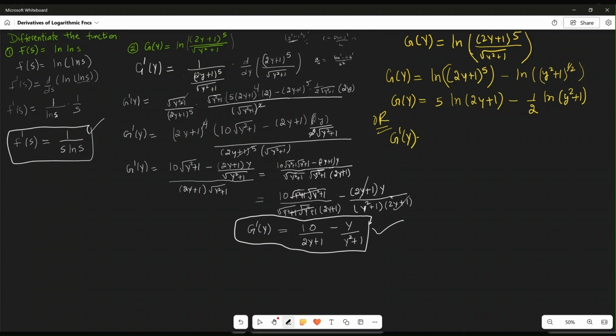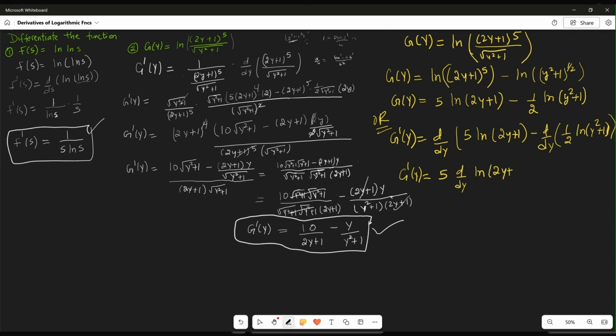Derivative of this function is going to be derivative of 5. Remember taking the whole, it's gonna split into the difference rule. You have to take individual. Here comes the constant multiplier rule here. Bring the 5 out, constant out, and you just simply take the derivative of natural log of 2y plus 1 minus same here.